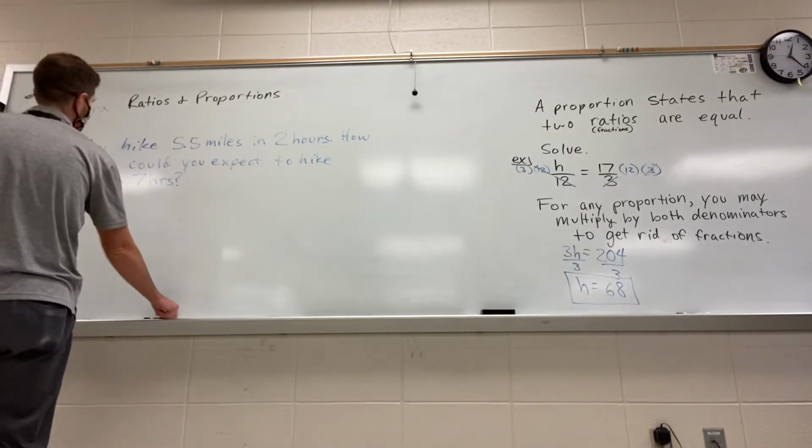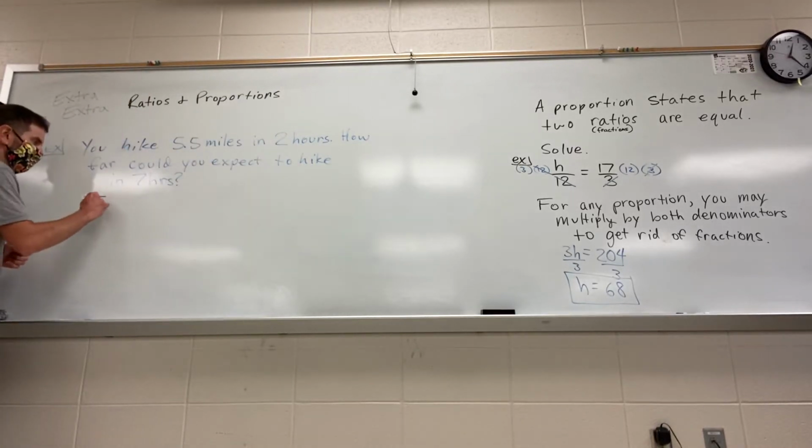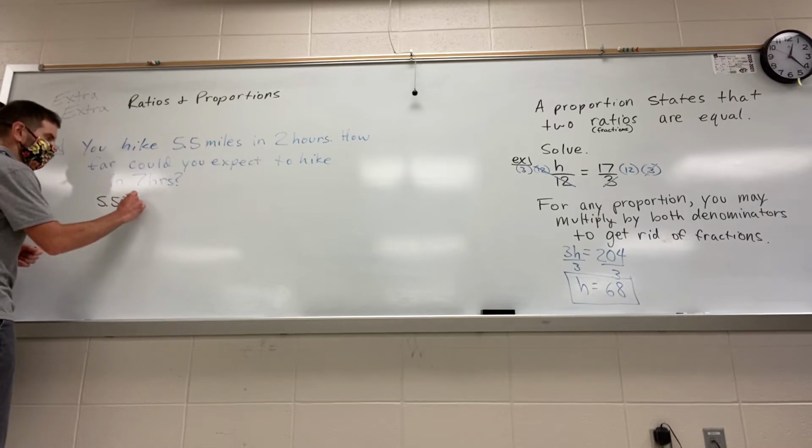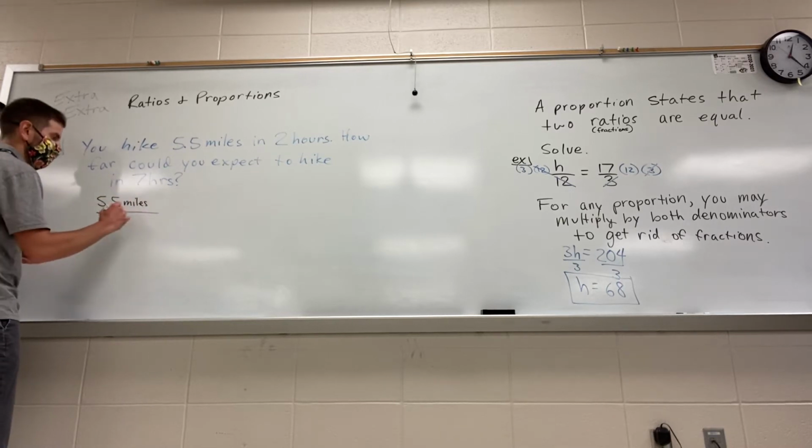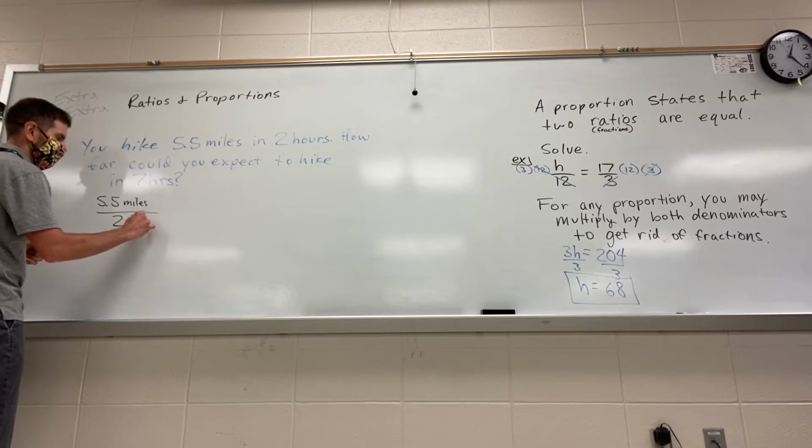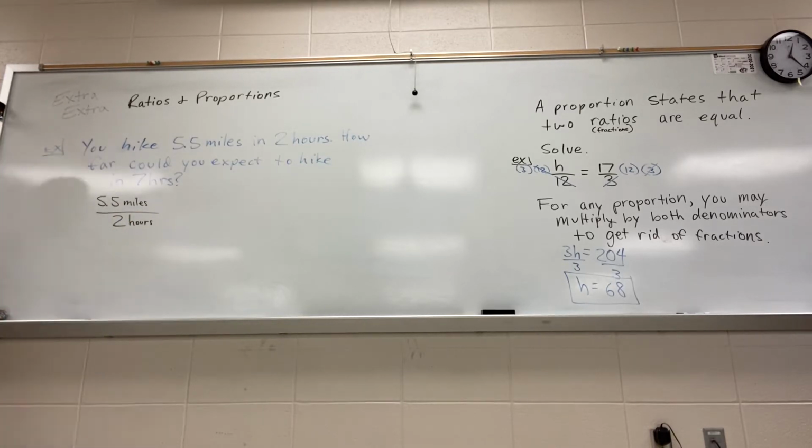I'd say, let's write that out first. 5.5 miles per every 2 hours. And then it says, how far could you expect to hike in 7 hours? Well, to solve this, you can write a proportion.